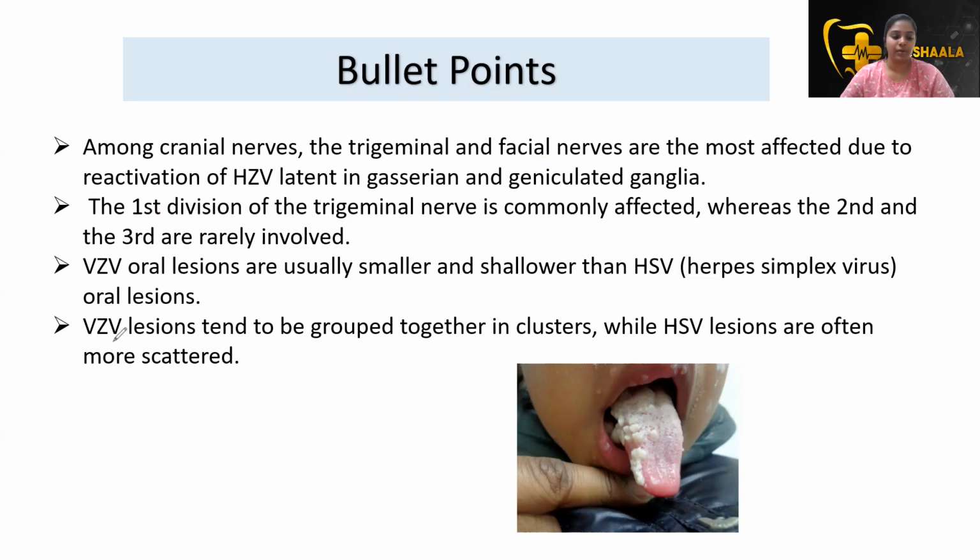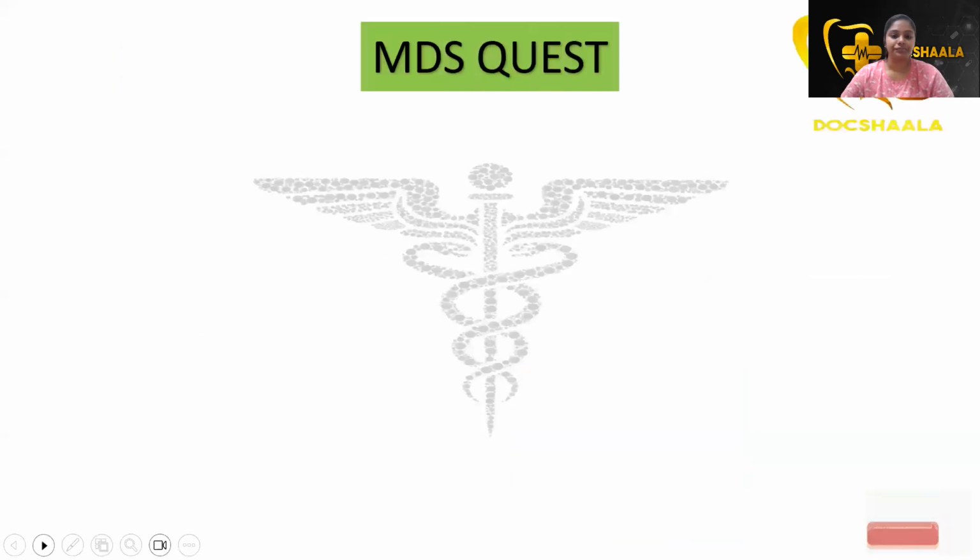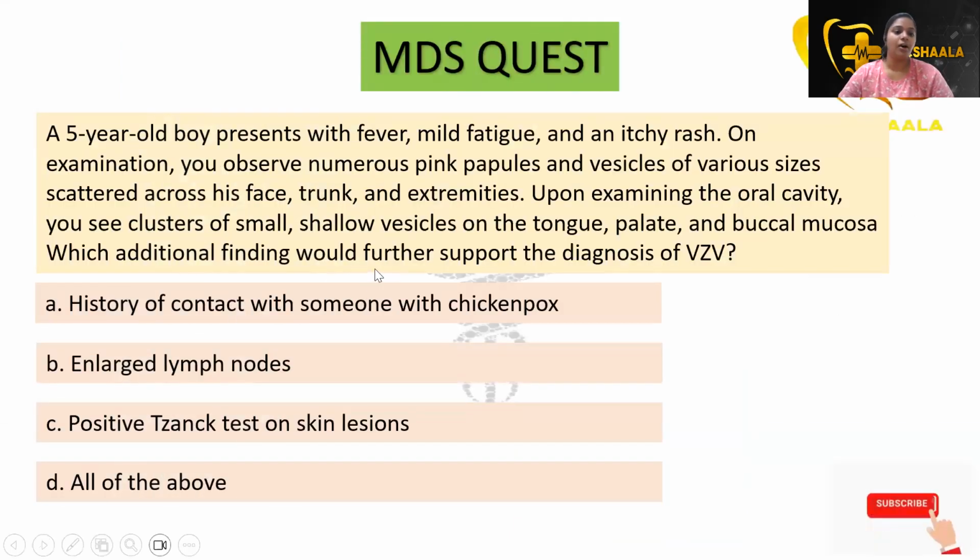Clustered lesions, right? Then coming to a question. A 5-year-old boy presents with fever, mild fatigue, and an itchy rash. On examination, you observe numerous pink papules and vesicles of various sizes scattered across his face, trunk, and extremities. Upon examining the oral cavity, you see clusters of small, shallow vesicles on the tongue, palate, and buccal mucosa. Which additional finding would further support the diagnosis of VZV?